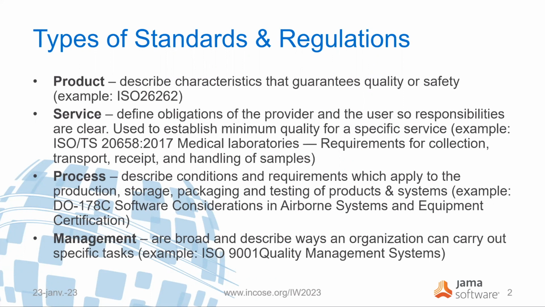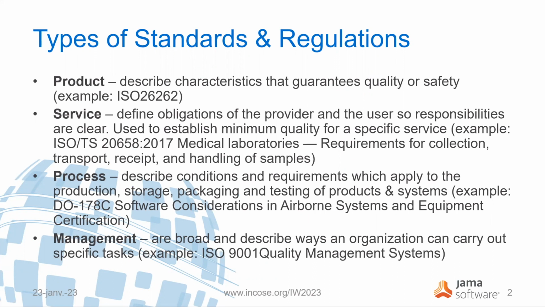I think there's 4 different types. We have product kinds of requirements that describe the characteristics of the product that's going to guarantee the quality or safety. So you might have something like, as an example, ISO 26262.